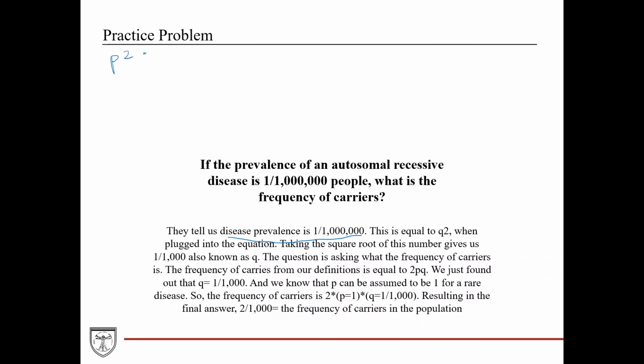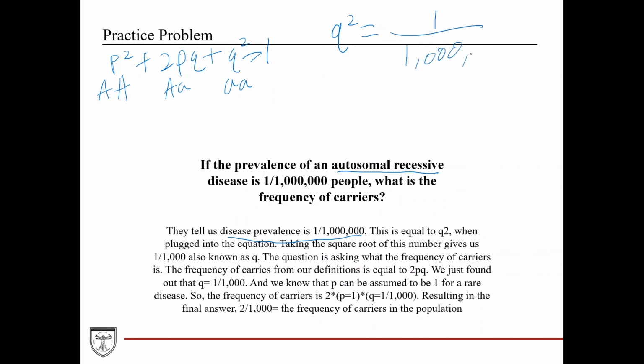So remember, we have p squared plus 2pq plus q squared, and this is the genotype frequency, equal to 1. They tell us it's an autosomal recessive, so p squared is going to be homozygous dominant, 2pq is going to be the heterozygous, and q squared will be homozygous recessive. So they're telling us that the homozygous recessive, or the prevalence of the disease, is 1 in a million. So q squared is equal to 1 in a million. If we take the square root of this to give us q, that's 1 in 1,000.